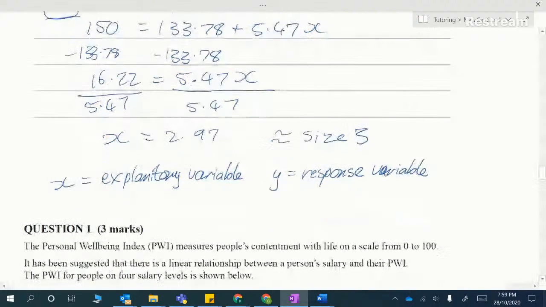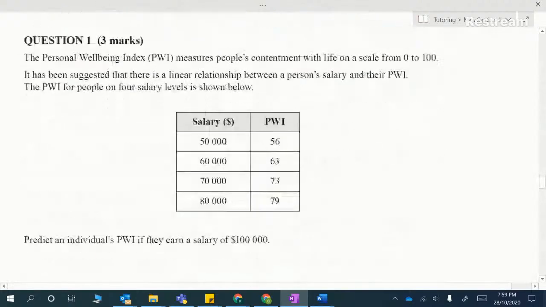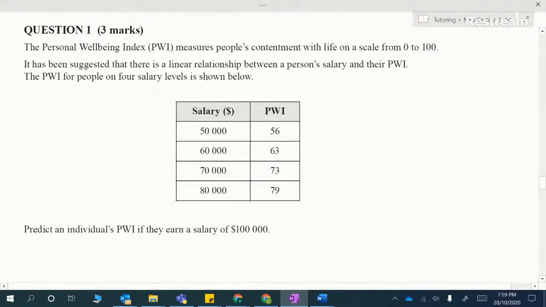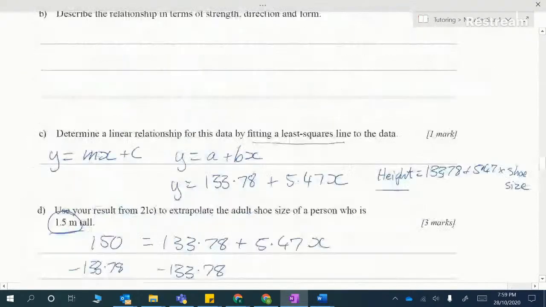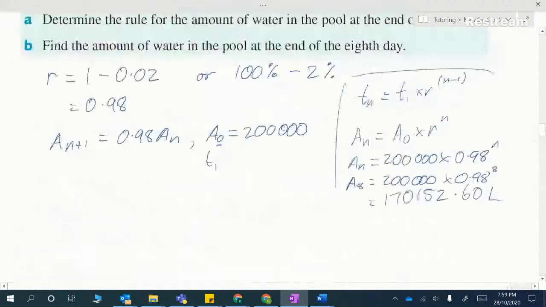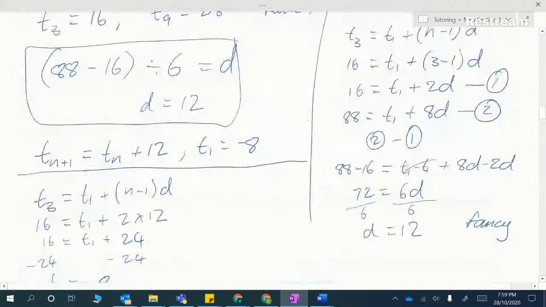So what I'll get you to do in a minute is this question here. Okay, this was from paper 2, so this is a complex question, and I'll get you to do the same thing again. But I just had one question about this previous one here.